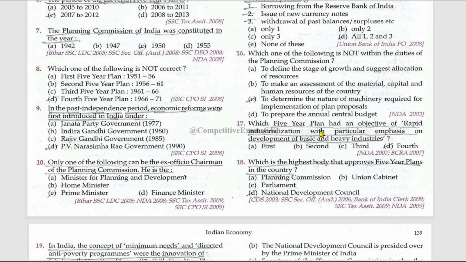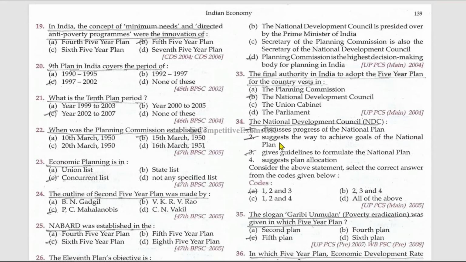Which five-year plan has an objective of rapid industrialization with particular emphasis on development of basic and heavy industries? That is fourth five-year plan. Which is the highest body that approves five-year plans in the country? National Development Council. In India, the concept of minimum needs and directed anti-poverty programs were the innovation of the fifth five-year plan. Ninth five-year plan in India covers the period of 1997 to 2002. What is the 10th plan period? That is between 2002 to 2007.